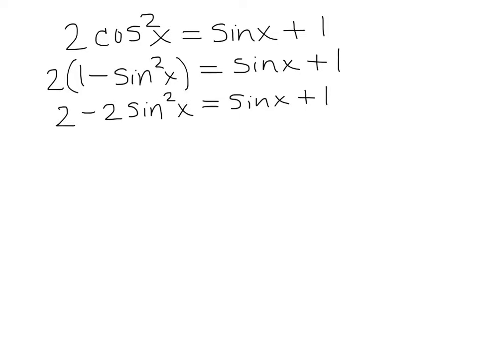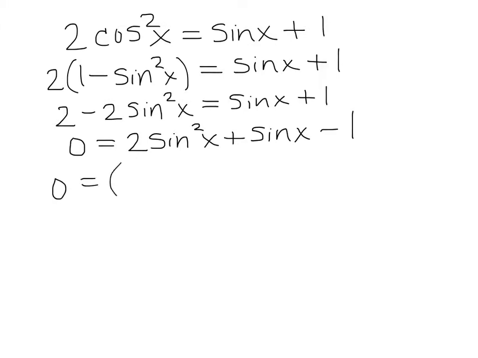I'm going to bring the 2 terms from the left side to the right side and set the equation equal to 0. 0 equals, putting the equation in descending order, you get 2 sine squared x plus sine x, and subtracting 2 from both sides, you get minus 1. Now, this is set up like an algebraic trinomial that needs to be factored.